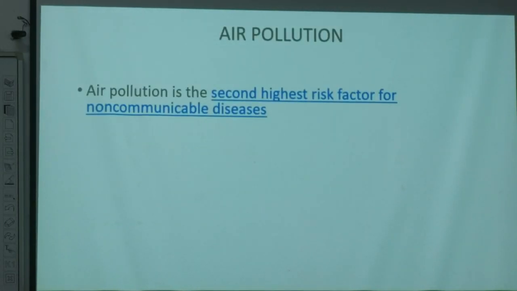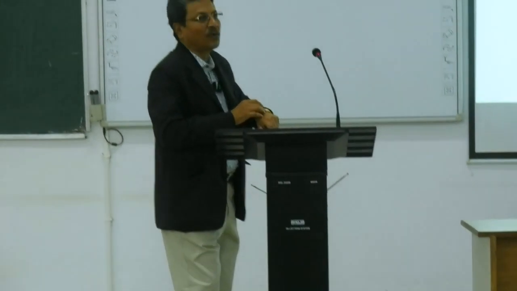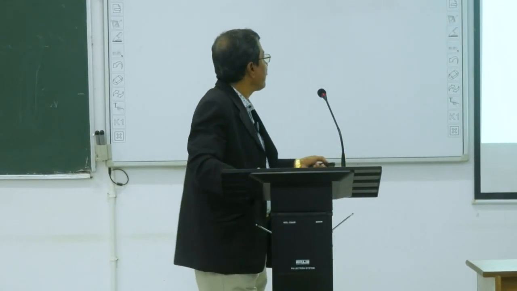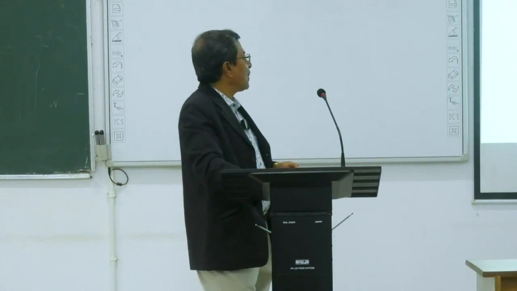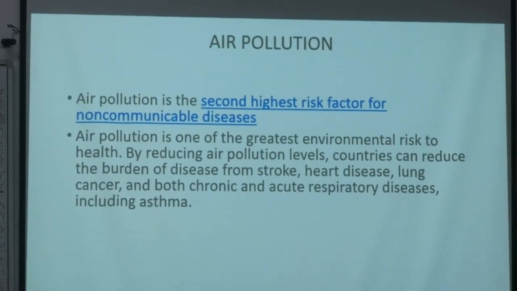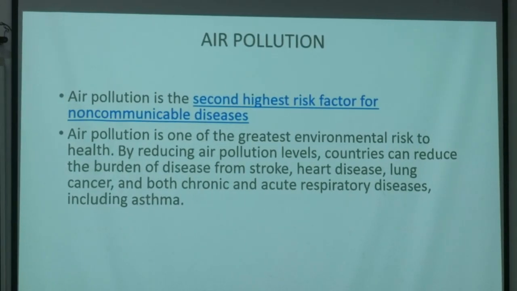So air pollution, as said by WHO and others, is the second highest risk factor for non-communicable diseases. Second highest risk factor, very important. Air pollution is one of the greatest environmental risks to health. By reducing air pollution levels, countries can reduce the burden of disease from stroke, heart disease, lung cancer, and chronic and acute respiratory diseases, including asthma. So much asthma and all those things are going on.